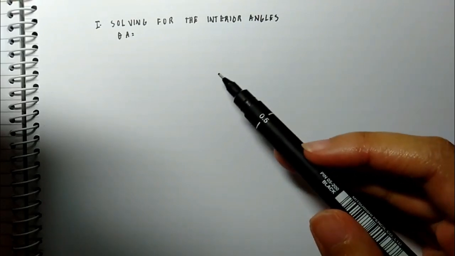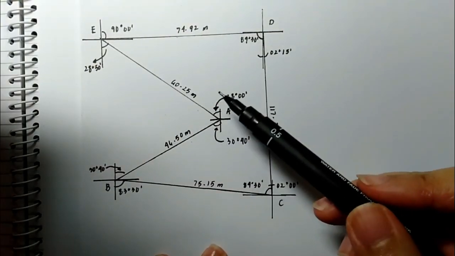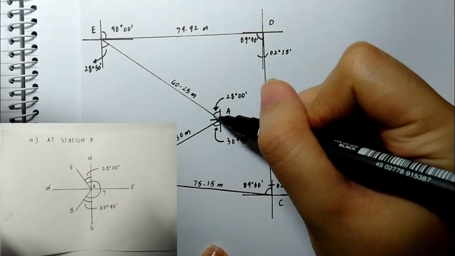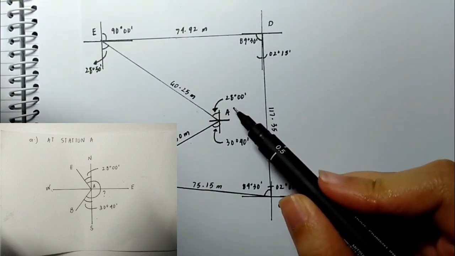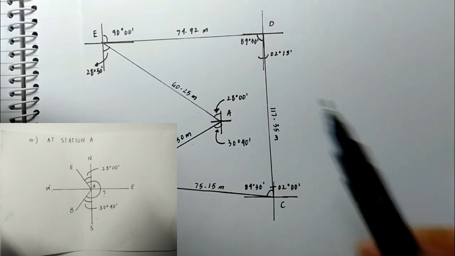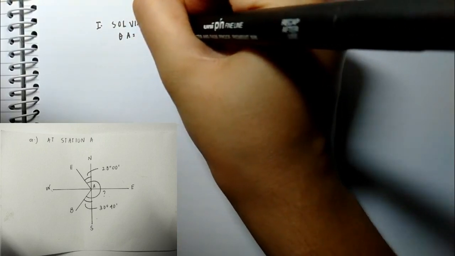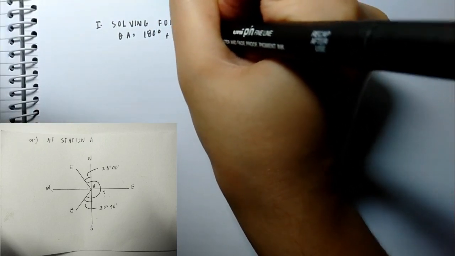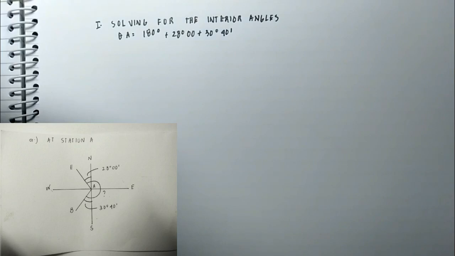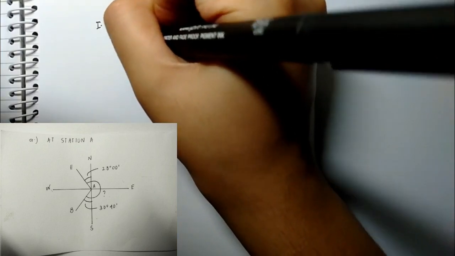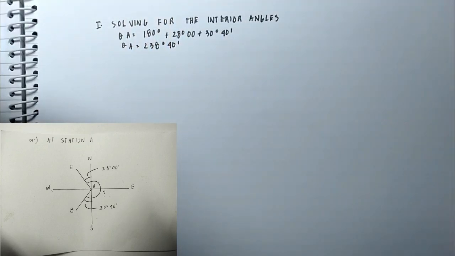So for station A, according doon sa na-draw natin, eto siya. Kailangan nating hanapin yung angle nito pupunta dito. Ang meron lang tayo ay yung 28 tsaka itong may 30 na to. So ano yung gagawin natin dyan? Ilalagay natin na 180 degrees plus 28 plus 30. So ang answer for that ay 238 degrees and 40 minutes. So, ayan.